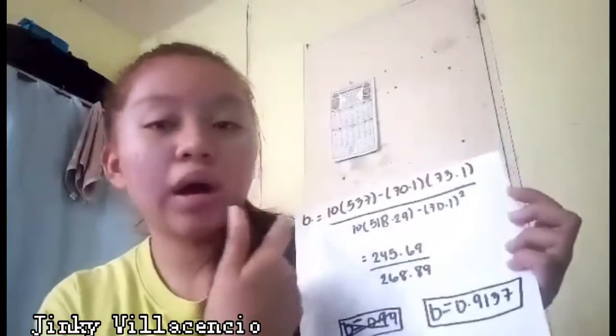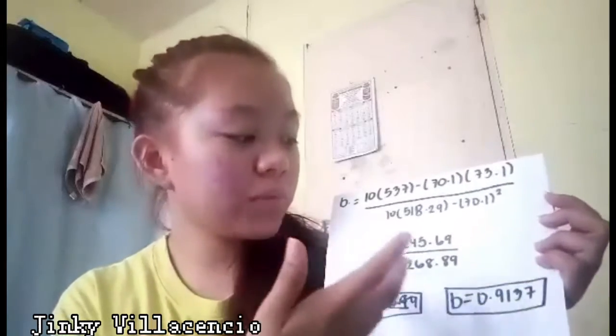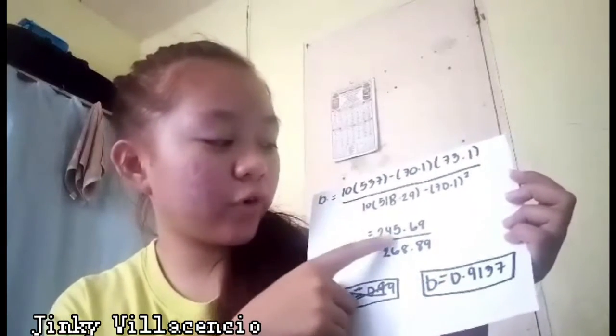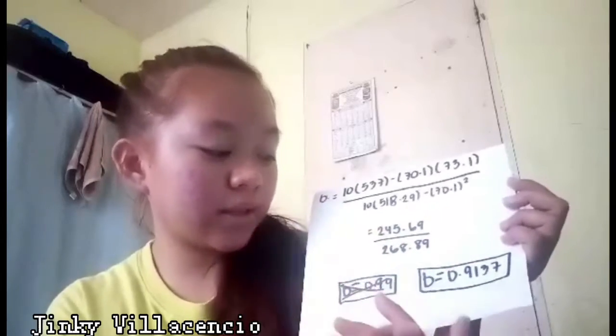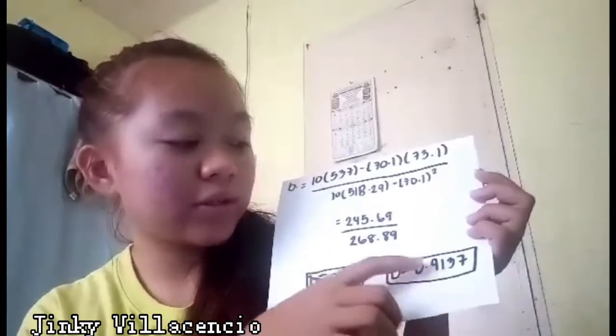So here is the b, and as we substitute it in the formula, we have the answer of 245.69 over 268.89, and our b is 0.9137. So as I have said earlier, the regression line will be y equals a plus bx.